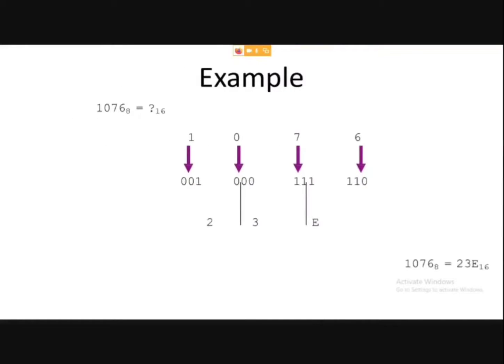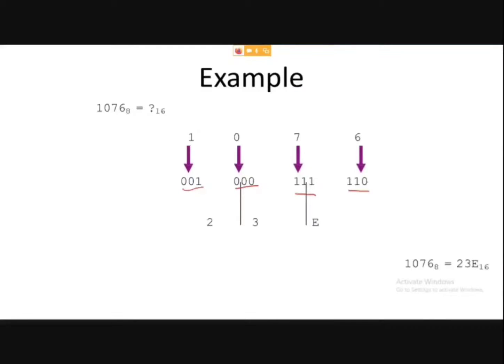So if I want to convert this octal number, 1076, into hexadecimal, first I need to convert it into binary. So I am replacing this 1 by its 3-bit binary equivalent. 1 in 3 bits is 001, 0 in 3 bits is 000, 7 in 3 bits is 111, and 110 is equivalent to 6.